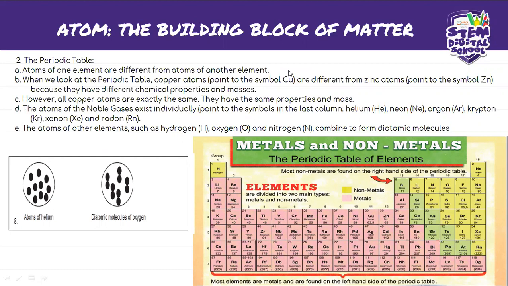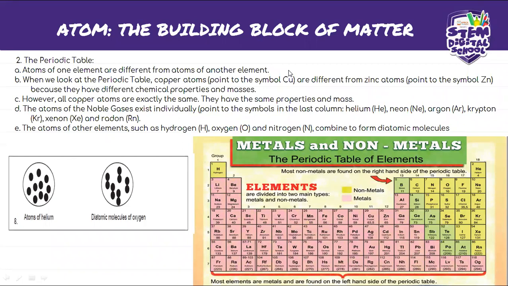They say, however, all copper atoms are exactly the same. Yeah. So copper and zinc are different. But if you are talking of zinc and copper, their atoms are the same. Okay. Then let's go on. The atoms of the noble gases exist individually.